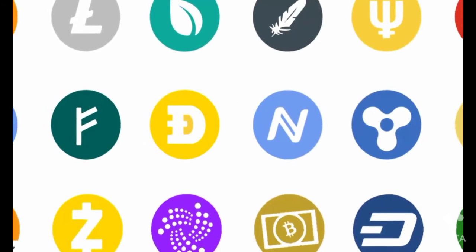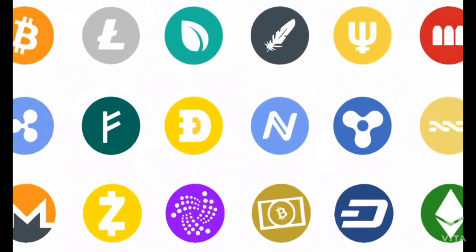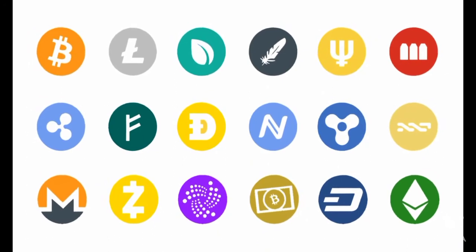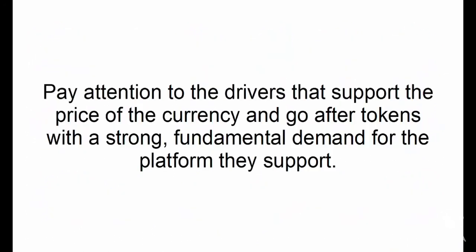Be picky. A broad market correction, no matter the investment, will bring everything down, both the good and the bad. Buying during a severe market correction means that you have the opportunity to shop around for great investments at a deep discount. Pay attention to the drivers that support the price of the currency and go after tokens with a strong fundamental demand for the platform they support.